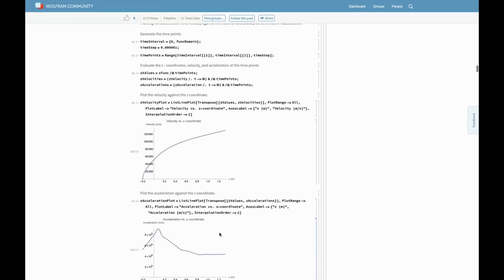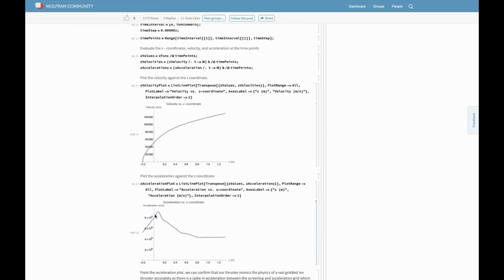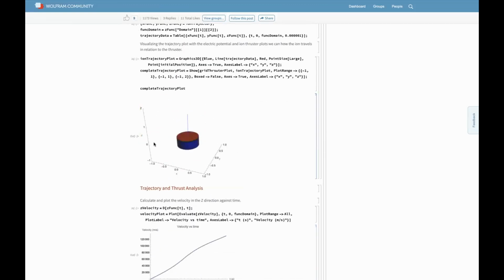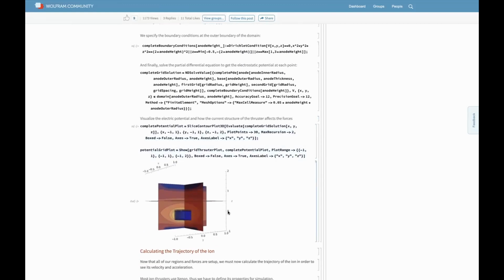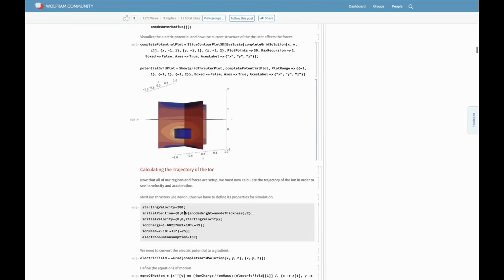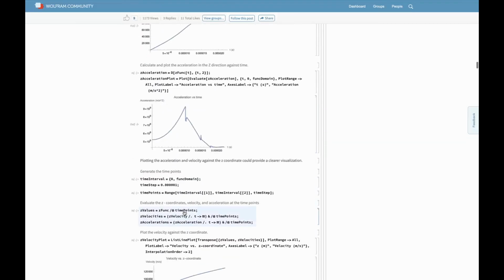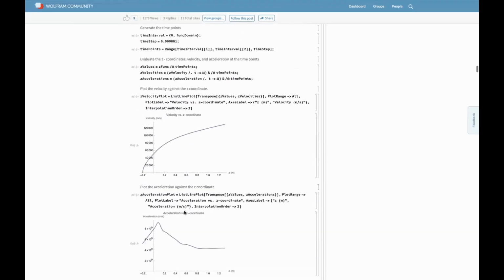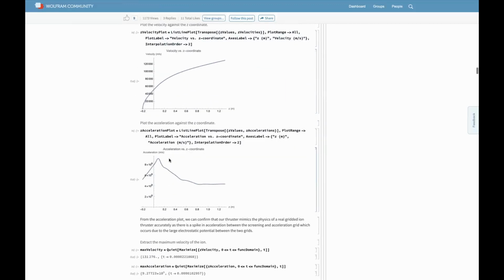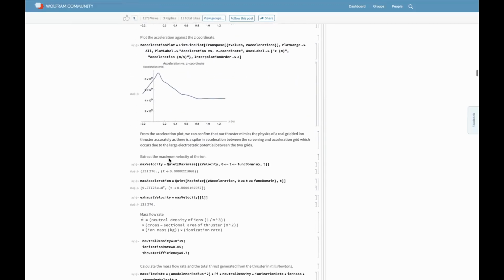And here I think this is what is able to more accurately confirm that the simulation is somewhat accurate, because as you can see here, there's a large spike in acceleration between 0.1 and 0.2 meters in the z-axis. And if you look through here, it's hard to see, but 0.1 to 0.2 is right between where the screening and accelerating grids are, and that's where the highest amount of acceleration occurs. And so that's a good indication that, okay, my simulation is correct.